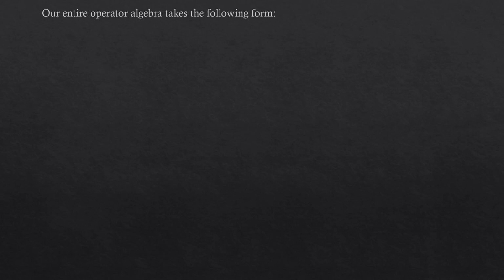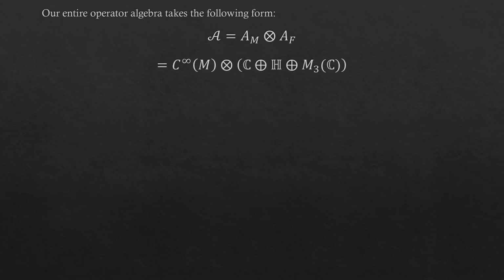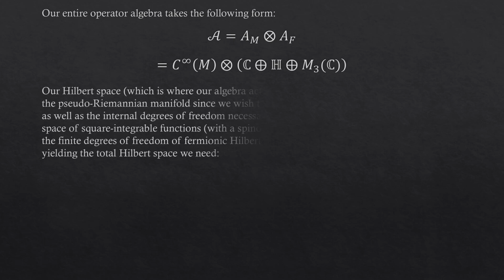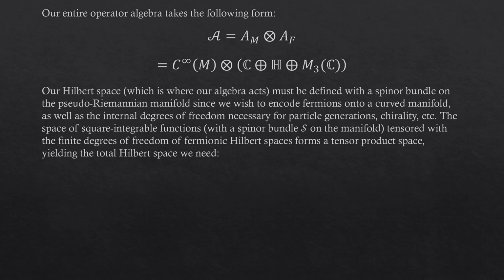Our entire operator algebra then takes the following form. We have the tensor product formed by the C infinity of M with C plus H plus M sub 3C. Our Hilbert space, which is where our algebra acts, must be defined with a spinor bundle on the pseudo-Riemannian manifold, in which to encode fermions onto a curved manifold, as well as including the internal degrees of freedom necessary for particle generations, chirality, etc.